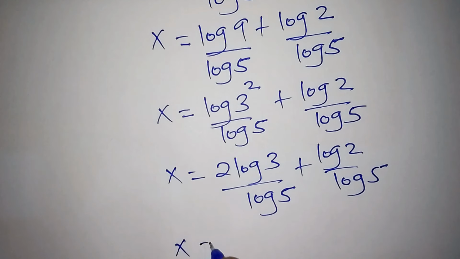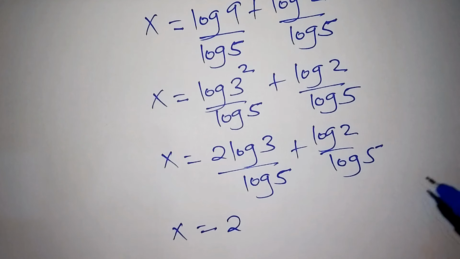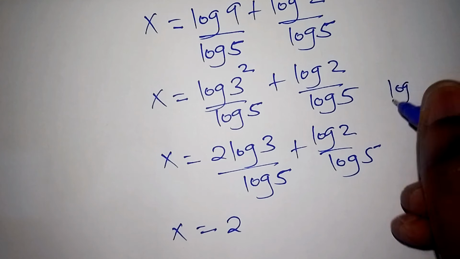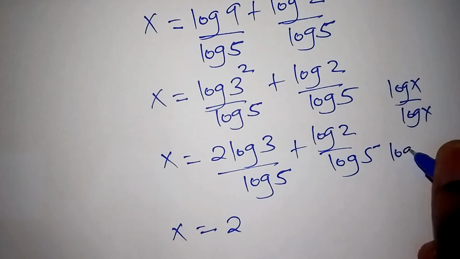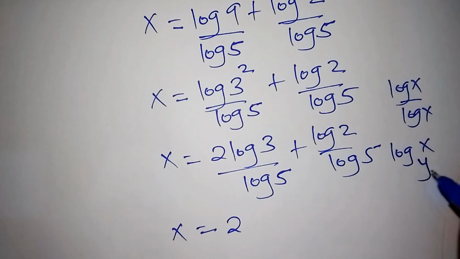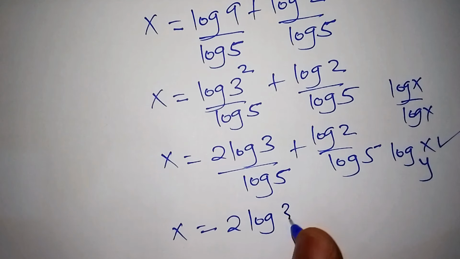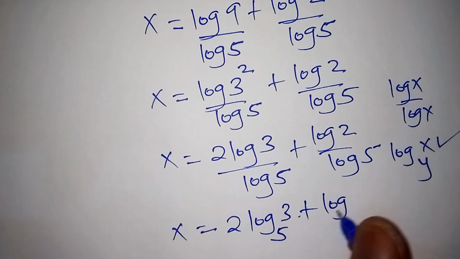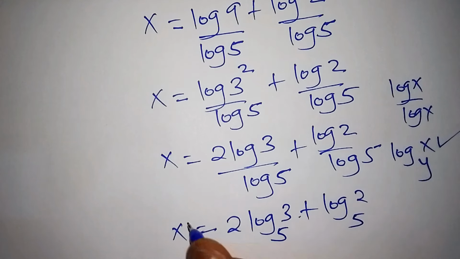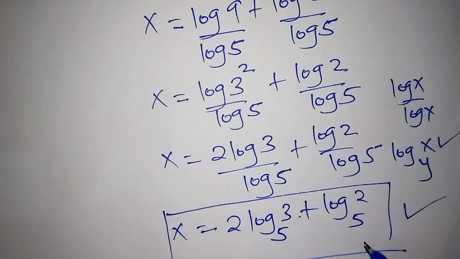So now our x is equal to 2, then when you have the log of x all over the log of y, this can also be written as the log of x to the base of y. So now we shall have 2 times the log of 3 to the base of 5, then plus the log of 2 to the base of 5. So now this shall qualify to be our best and correct answer.